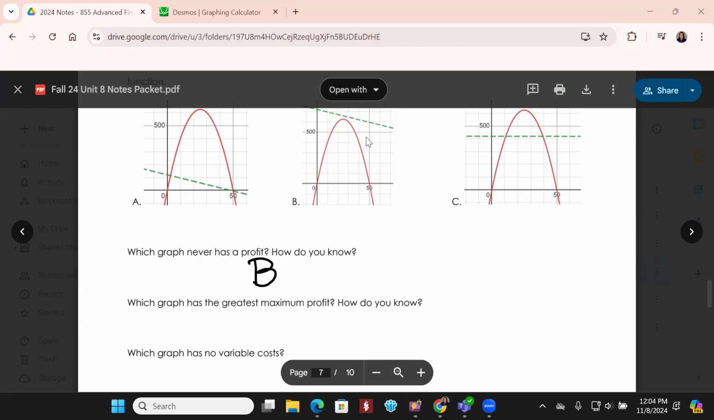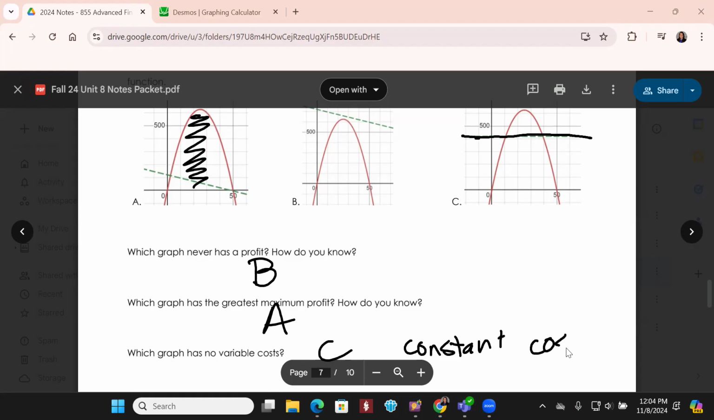Which graph has the greatest maximum profit? So the biggest distance between revenue and cost. That's going to be A, because this is the profit that you make. Which one has no variable costs? This one, because it has a constant C, constant cost. Questions?